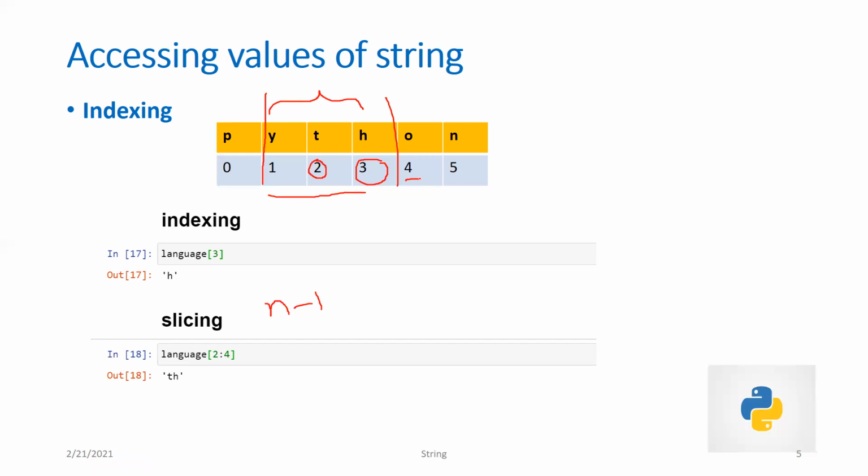It should not be up to 4, so that will be the output. Always remember that when I use this range, the last index will be n minus 1. That means whatever I use as the last destination, the output will be the value before that.